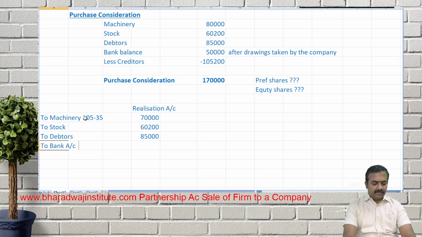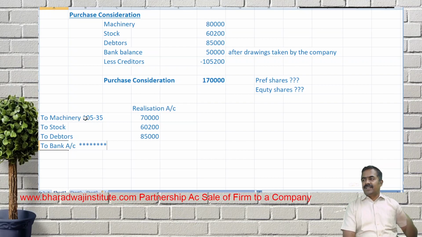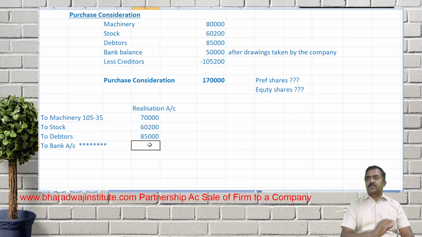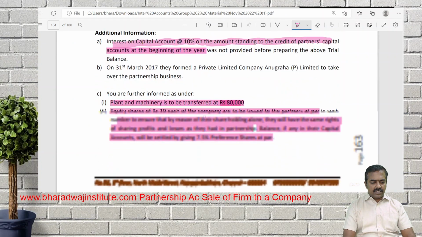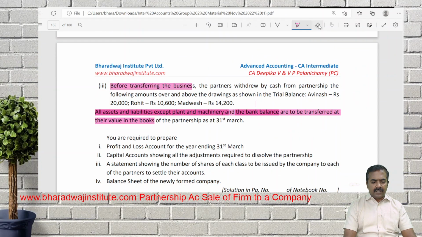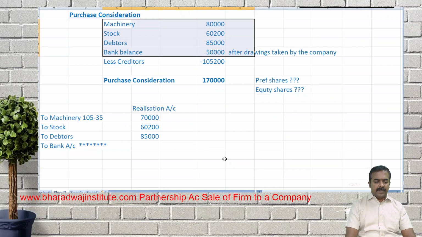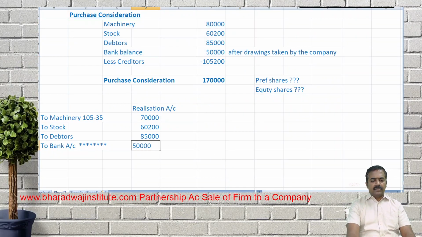Why will the bank account come? We are not transferring the bank here, but the bank can be transferred. Is that left with us or taken over by the purchasing company? Taken over by the purchasing company. Bank balance also taken over by the purchasing company. That is why we have included it here. We included 50,000 in the purchase consideration. Even the bank balance is taken over by what? The purchasing company. Where is it given? Look at the adjustment. See what is given in the adjustment. All assets and liabilities except plant and machinery and bank balance are to be transferred at what value? Book value. Bank balance is also taken over by the purchasing company. Total amount, bank balance 50,000.